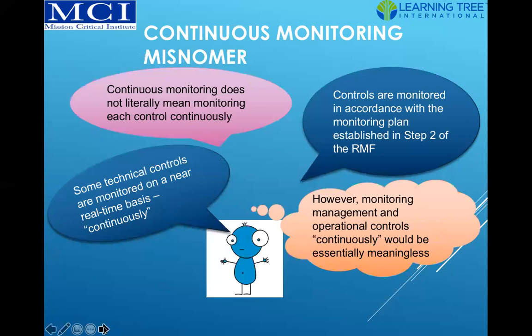So, continuous monitoring misnomers. Continuous monitoring does not literally mean monitoring each control continuously. Obviously, that would be impossible to do. Some technical controls are monitored on a near real-time basis, continuously. Controls are monitored in accordance with the monitoring plan established in Step 2 of the Risk Management Framework. That's true. However, monitoring management and operational controls continuously would be essentially meaningless, like the pink one there says.